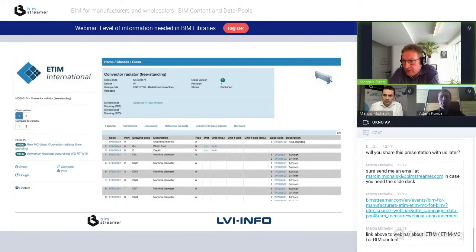Here is, from eTeam International, one set for a convector radiator. You have a list of the features which are relevant for this product, and it's defined a little bit the same way as in the EMGD. So you can choose from here.